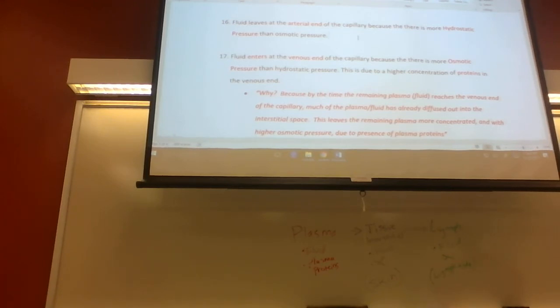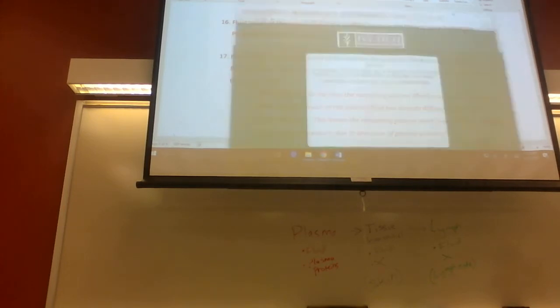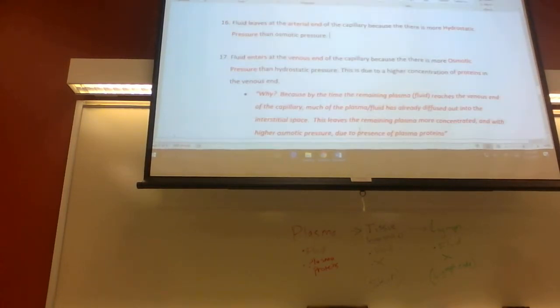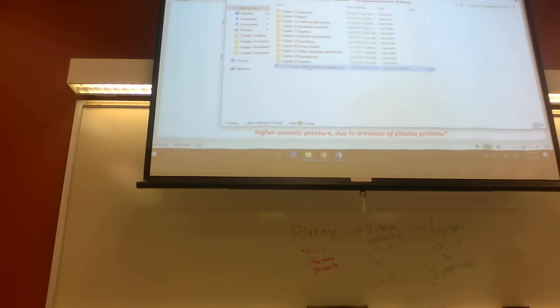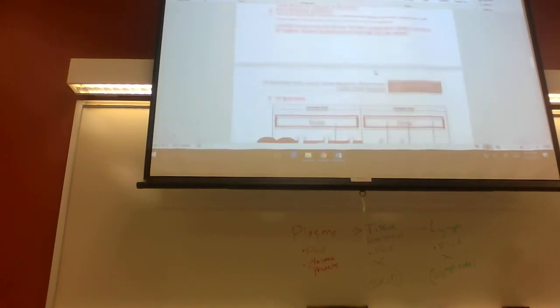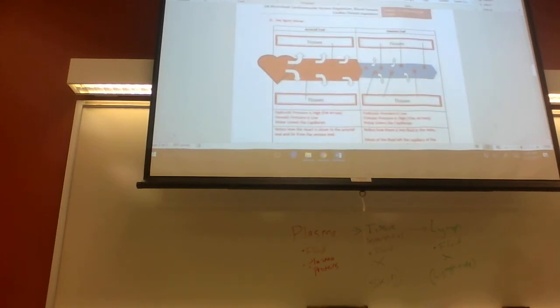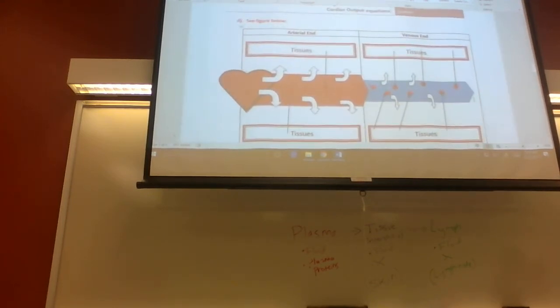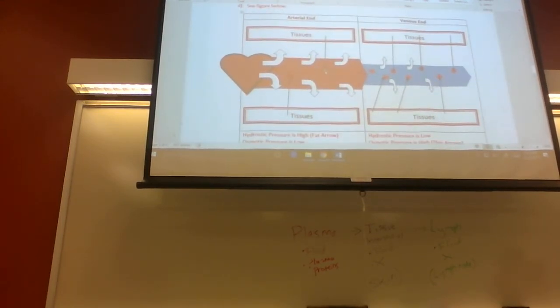Okay? When you get that written down, I'm going to flip back to that picture that we had of the cardiovascular system. So looking at that picture, what was the first statement? Fluid leaves the arterial end of the capillary. That's what these fat arrows are.